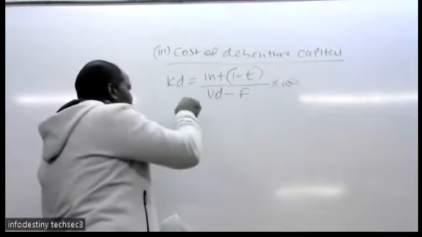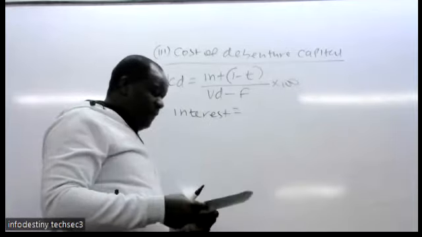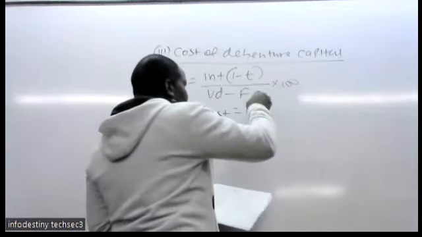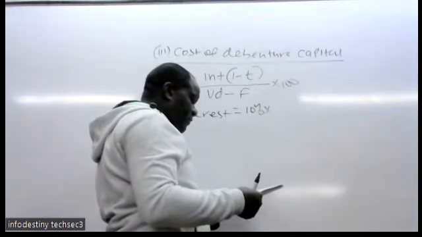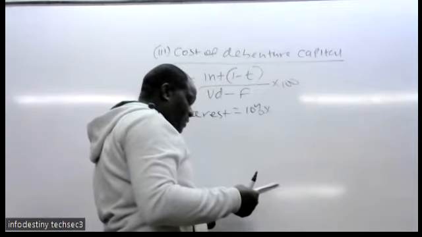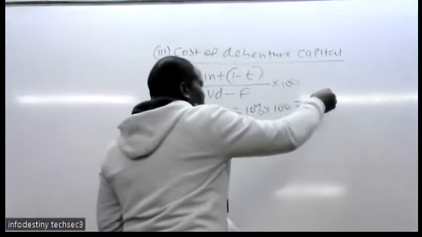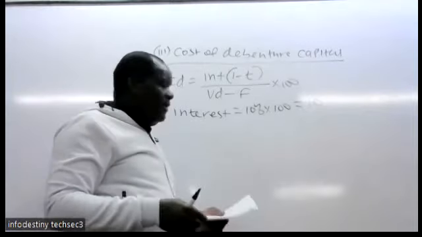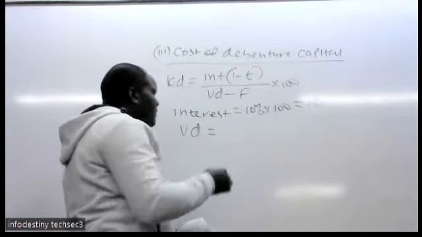So interest is given by the interest rate, which is 10%. The par value is given as 100. That means interest will be 10 shillings. Then the current value for the debenture.